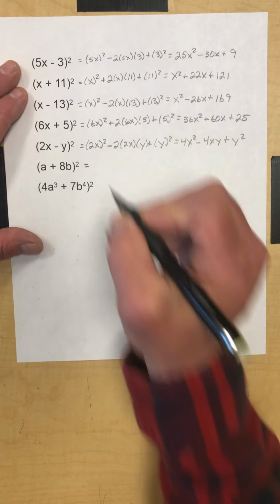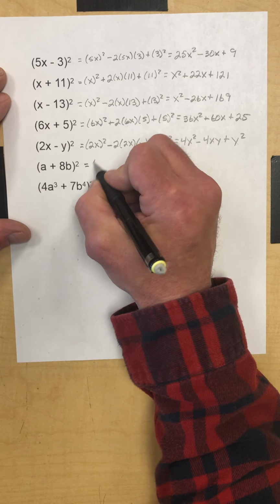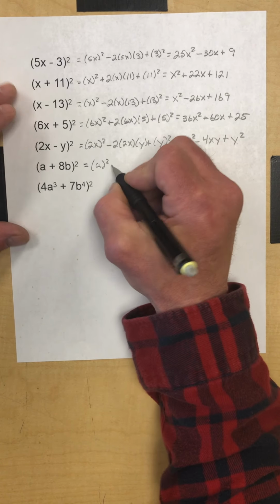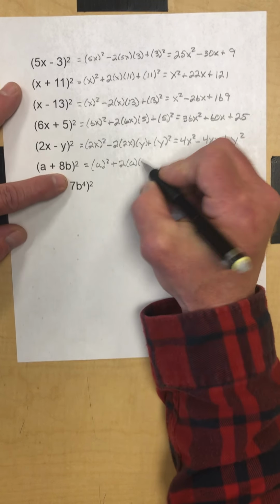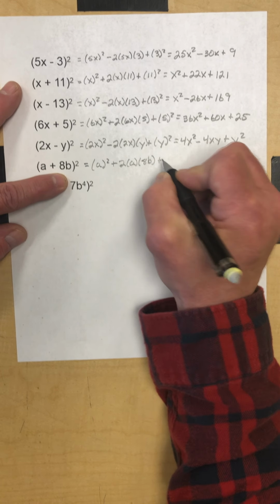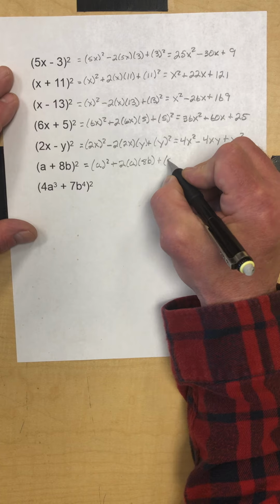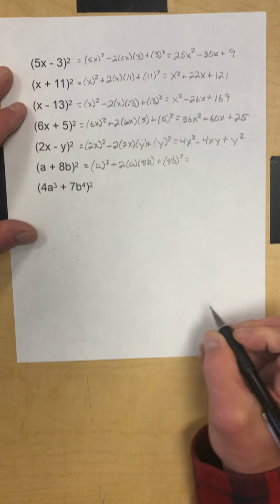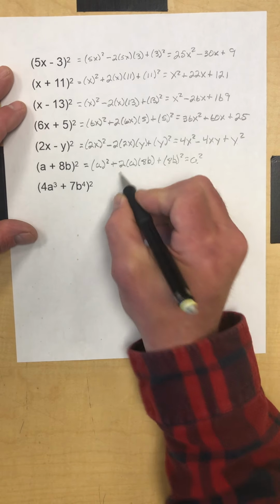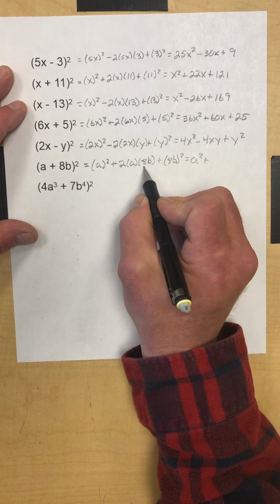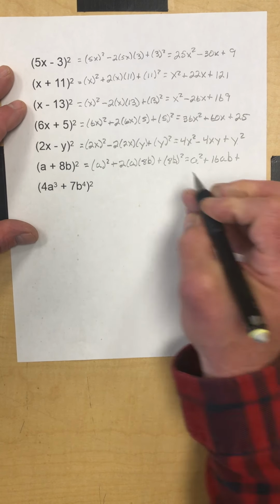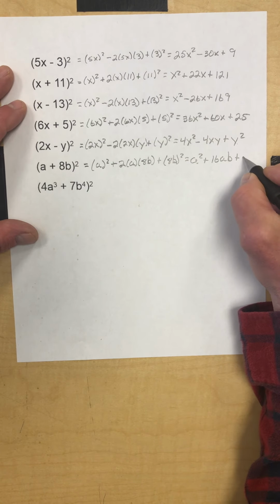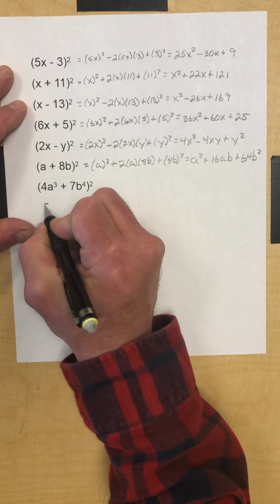Okay. Same thing here. Take the first term and square it. A squared, bring the sign over, plus 2 times the first term, which is a, times the second term, which is 8b, plus second term squared. So we have to square the 8b. All right, so let's see. We're going to get a squared plus, okay, 2 times 8 is 16, so we'll get 16ab, plus, when we square 8b, we're going to get 64b squared.